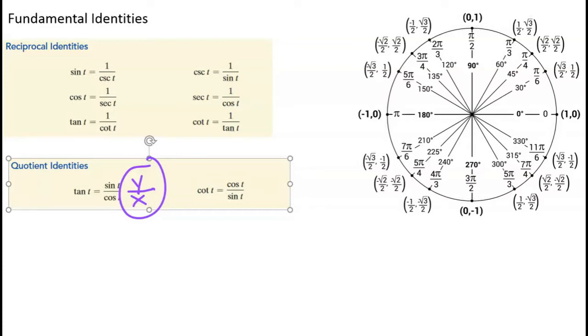Cotangent of t. Remember, by definition, cotangent of t is x over y. Well, another way to discuss x is saying cosine of t, and y is sine of t. So once again, you have what we call quotient identities. Tangent and cotangent can both be written as quotients.